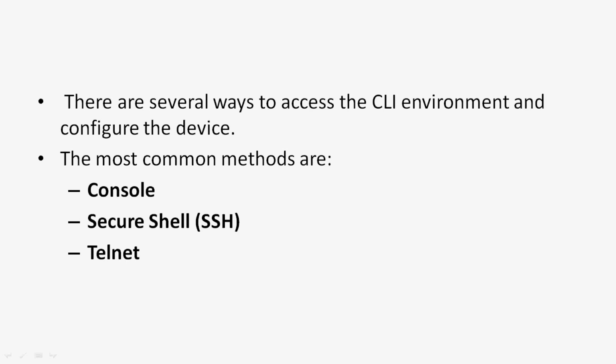Hi friends, in this video we are going to discuss Cisco IOS access methods. What are the different ways we can access the Internetworking Operating System? There are several ways to access the CLI environment and configure the device. The most common methods are console, secure shell, that is SSH, and telnet. We will see each method one by one.